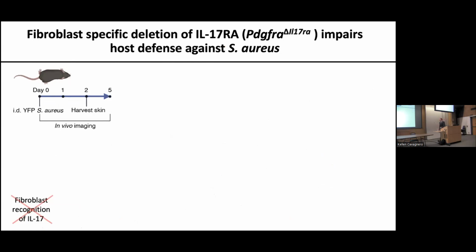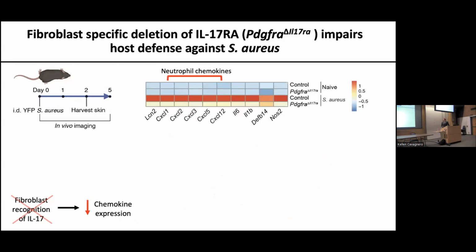So we injected our transgenic animals with a MRSA strain of Staph aureus intradermally into the back skin. And we used a reporter strain of Staph aureus. It glows, so we could monitor it non-invasively over time. And qPCR here shows that Staph aureus induced expression of neutrophil chemokines in normal control mice, but this was significantly reduced in our transgenic animals that lack the IL-17 receptor only in fibroblasts.